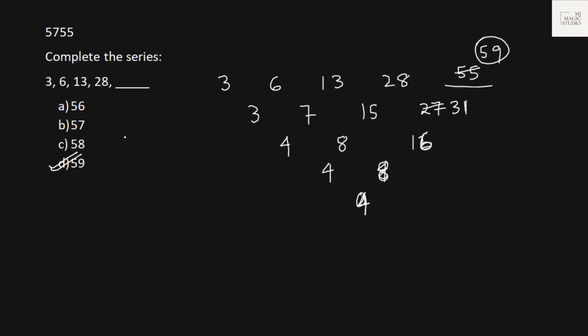Or can we have some different idea about that, like if we can see it is 3 into 2 plus 0. Then it is into 2 plus 1. 6 into 2, 12 plus 1 is 13. Into 2 plus 2, 13 into 2 is 26 plus 2 is 28. So this number should be into 2 plus 3. 28 into 2 is 56. 56 plus 3 is 59. That also matches. 59 is the pick here.